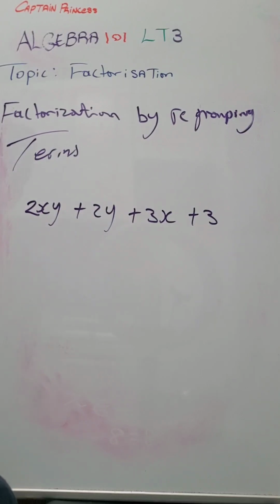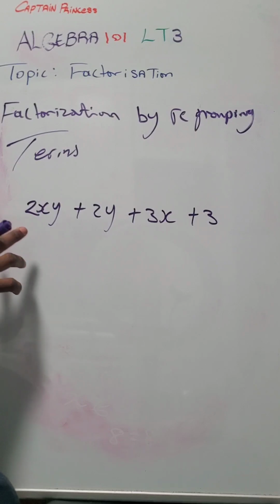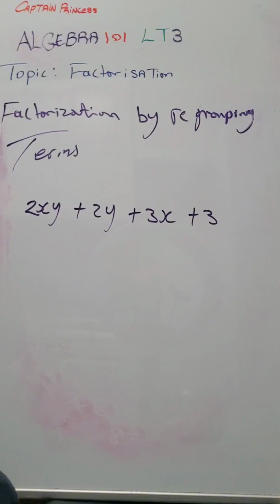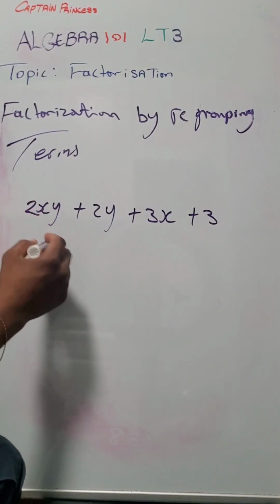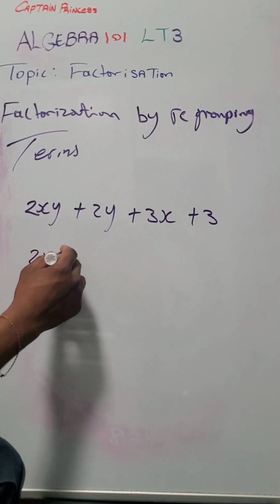Now first, how the grouping method works: you will group 2 of the terms together, then you will factor out the like terms for each, and then you will do the same for the following 2. As you can see, 2xy and 2y both contain the factor 2 and the factor y, so you will place those outside. The next two terms, 3x plus 3, contain the factor of 3. Let us go into it, guys.